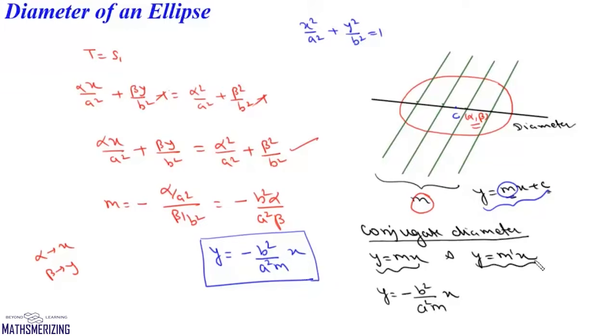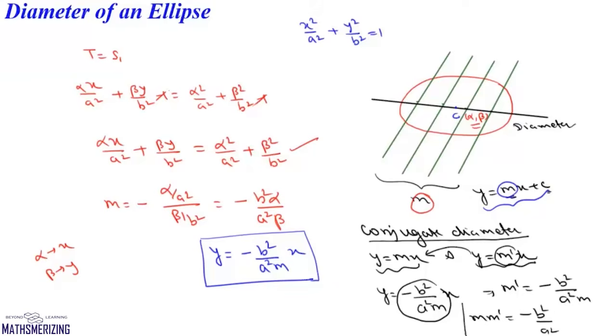Now if this line is the diameter for this given system of chords, then in that case simply m dash must be equal to minus b square upon a square m. So the condition that we'll get from here is m dash equals minus b square upon a square m, or we can also write it as m into m dash is minus b square upon a square. So if the product of two slopes is equal to minus b square upon a square, in that case the two diameters are said to be conjugate diameters of each other.